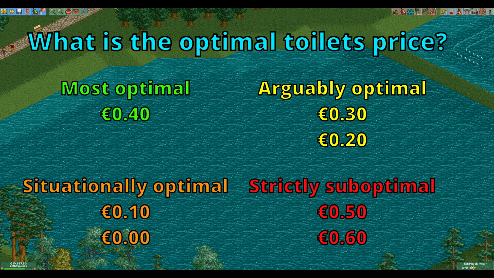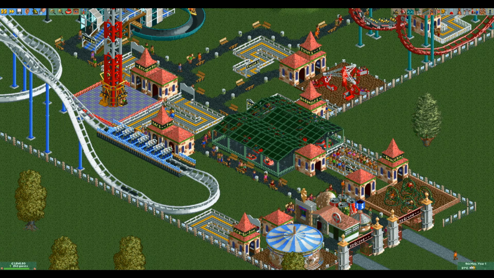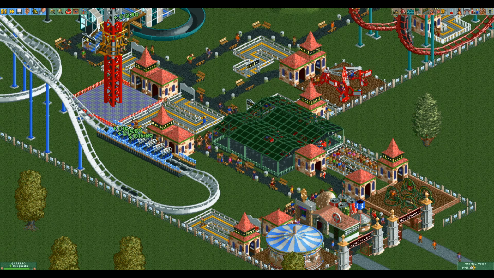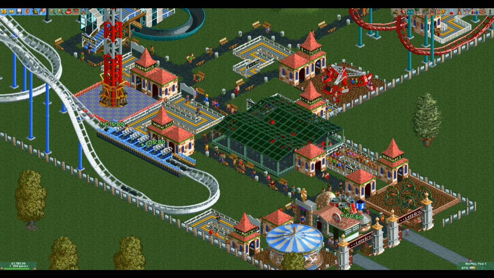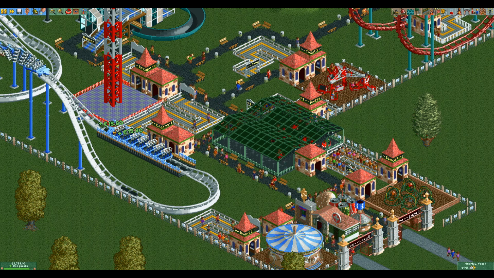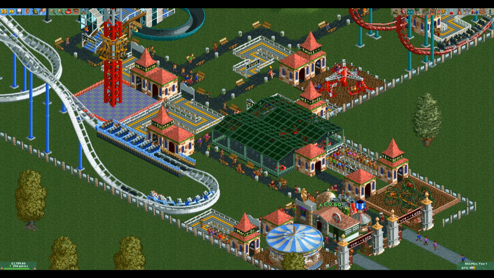10 cents or nothing at all could be useful in situations where you have no ATM and absolutely need to keep the guests in your park, but otherwise they are also suboptimal. This was an interesting question because even though charging for your toilets has little effect on your money, we did learn something about how the game works and used some cool math.